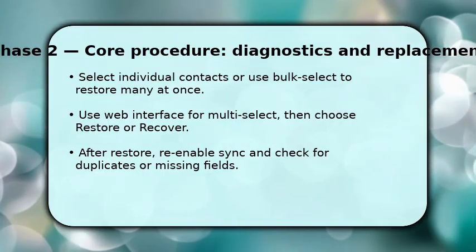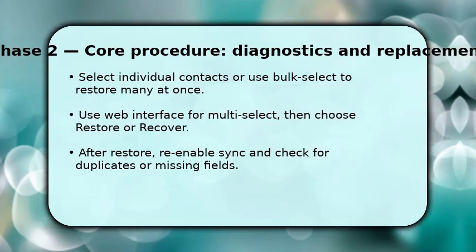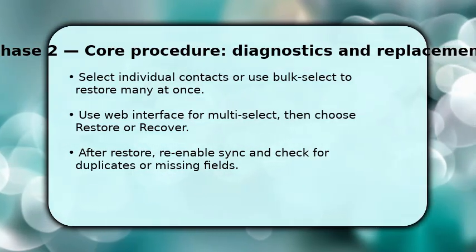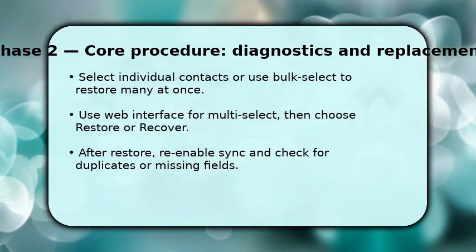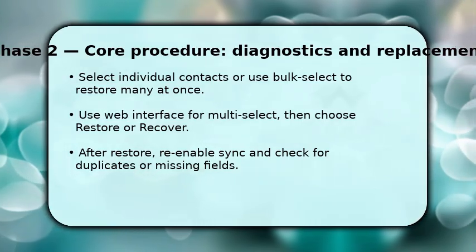In the bin, select single contacts to preview details or use bulk select to restore a group. On web interfaces like Google Contacts, bulk actions are faster. Select, click Restore, and confirm. The system moves items back to your main list. Once restored, re-enable sync so devices update.